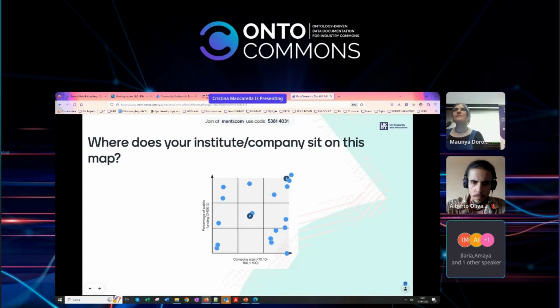What do you mean public funding? Public funding is really from national, international sources. For example, Horizon would be public funding. Okay. Yeah, thank you. Just to give us an indication of which sources you rely on.